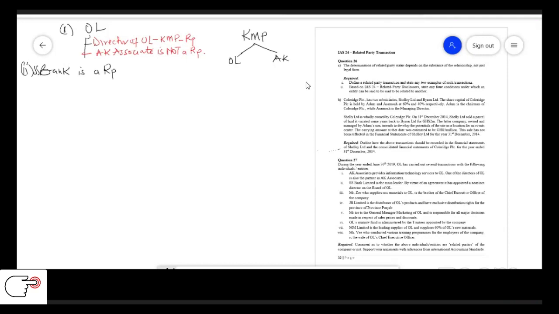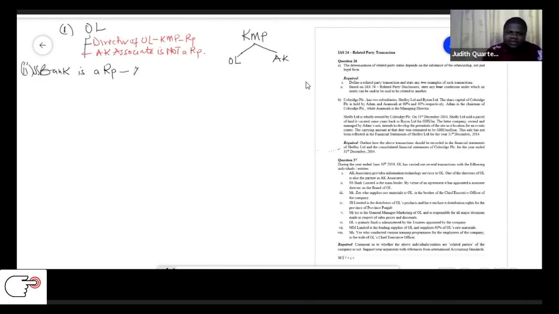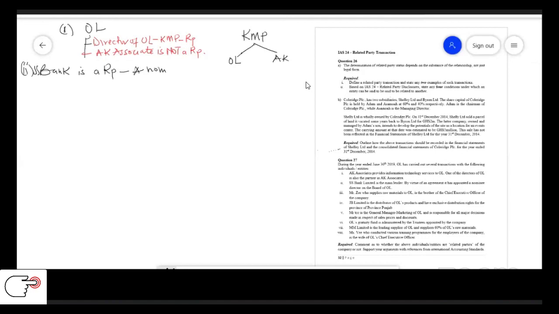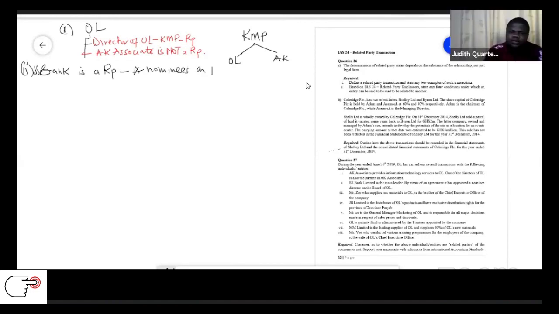SS Bank is a related party. Why? Because it has a nominee on the board. On the board of what? OL. Meaning they are taking part in the operating and financial activities of the entity. Let's go.